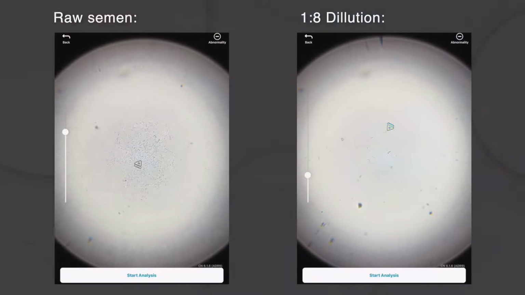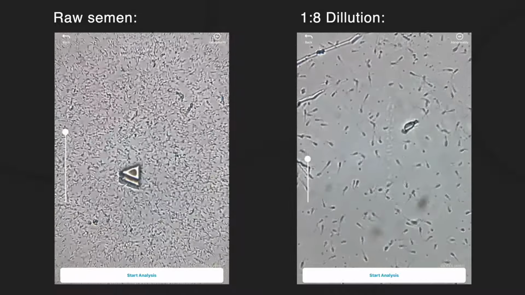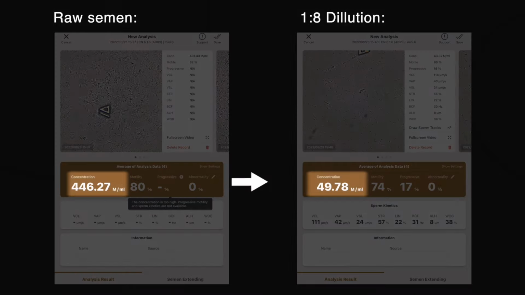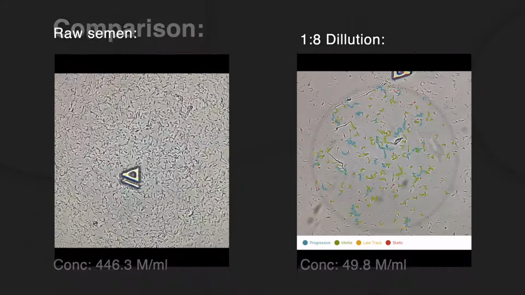Let's compare the before and after. The right view coming with a diluted sample displays each sperm clearly. The concentration is less than 75 million per milliliter. Therefore, the iSperm successfully keeps each sperm movement on track.